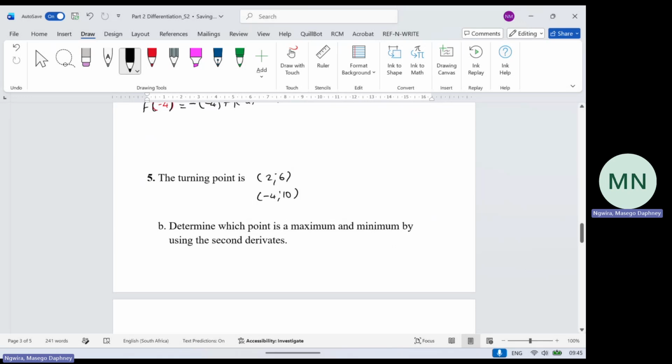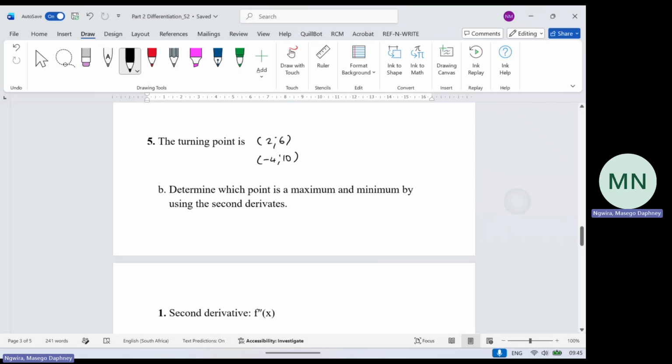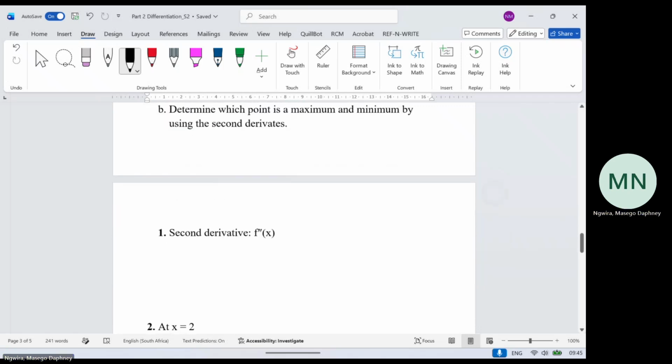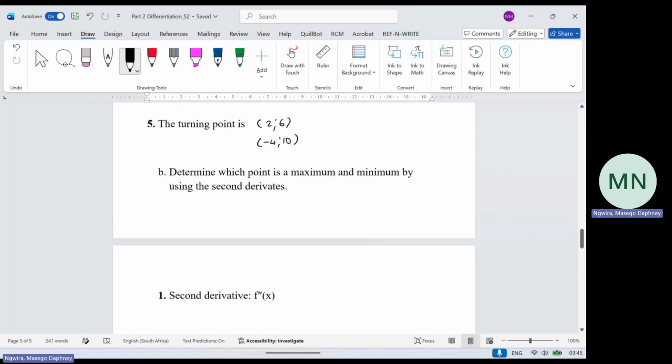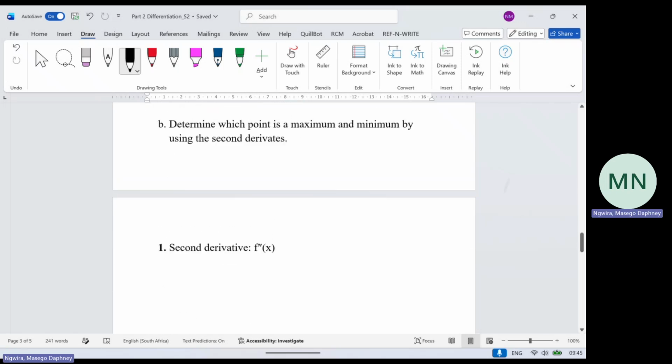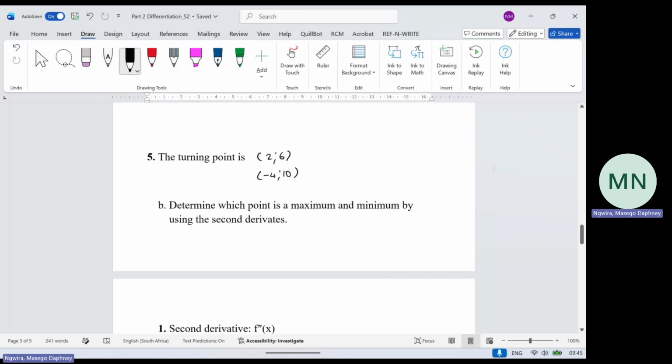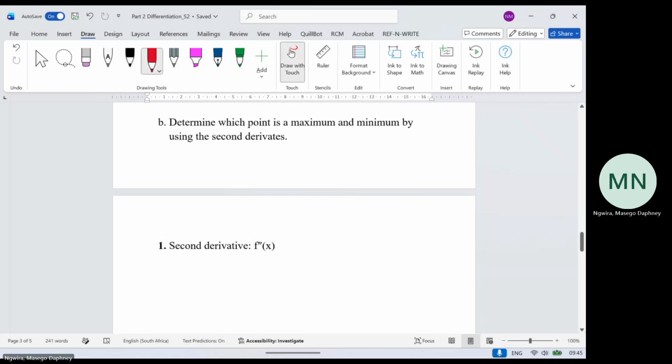And then the following question says, determine which point is a maximum and minimum by using the second derivative. So maximum and minimum, we are going to firstly find the second derivative. So remember, our first derivative is f prime x is equals to -3x squared, and then plus 18x, then minus 24. All right.